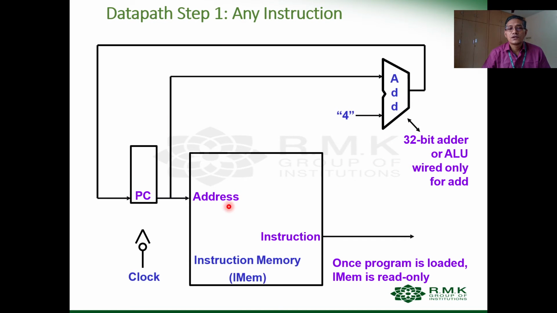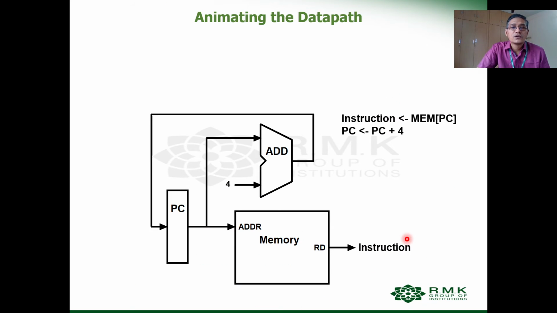Whatever the PC content is, the processor will look into the instruction memory with that particular address and fetch the instruction. So this is how the data path, the functional unit, is implemented. The connections are given to each unit to perform PC equal to PC plus 4 as well as the instruction fetch from the instruction memory. So these are the important functional units.